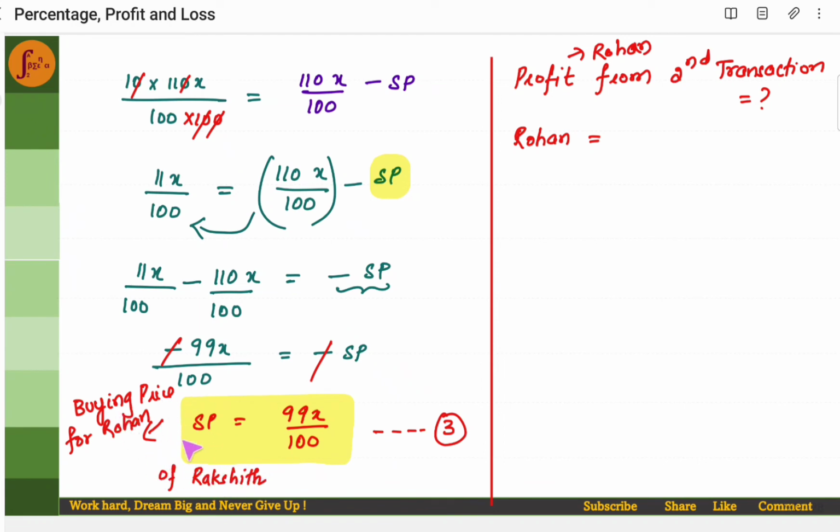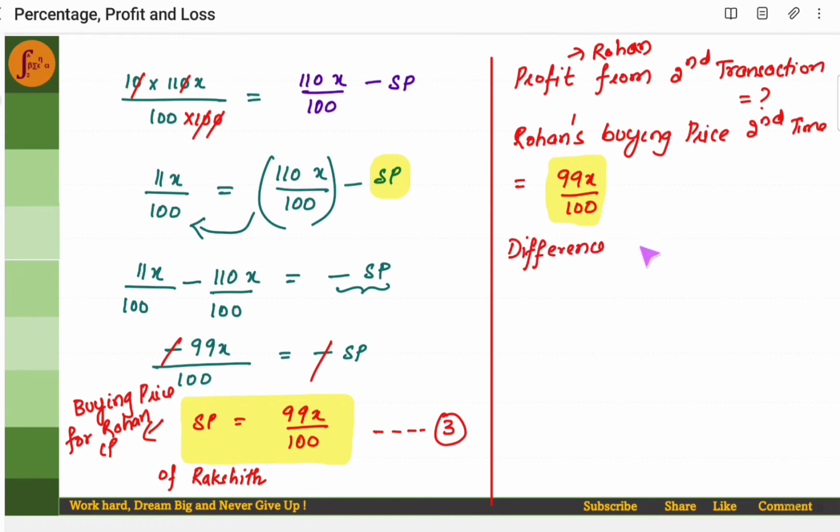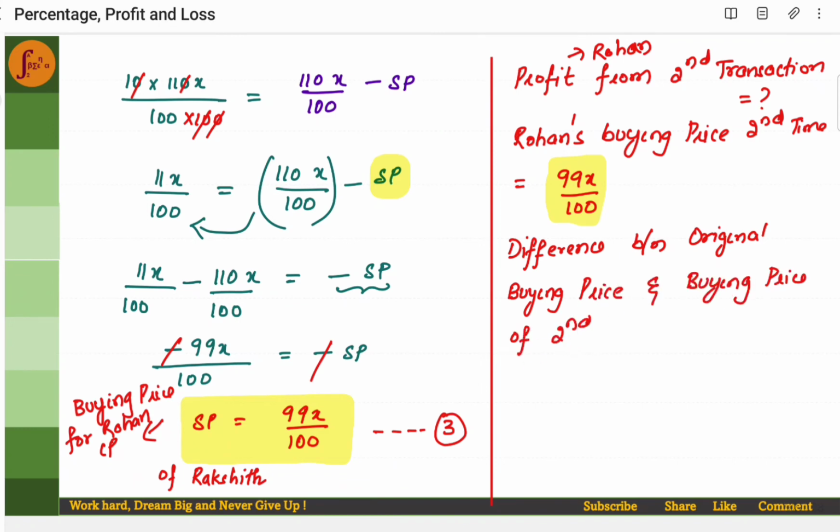So it's Rohan's buying price now. This becomes Rohan's cost price. I can say Rohan's buying price the second time. First time he already bought originally. Second time's buying price is 99x by 100. Now we'll have to find the difference between his original buying price, the initial buying price, and the buying price of the second transaction. That difference will tell if it is profit or loss, right?